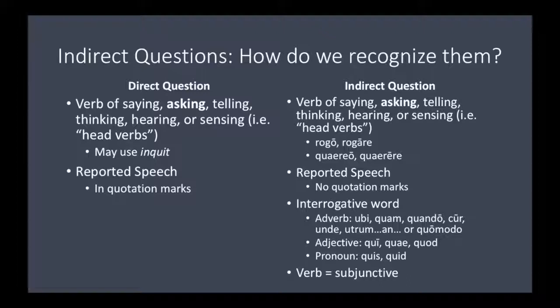At the beginning of the subordinate clause, there is an interrogative adverb, like ubi, quam, quando, cur, unde, utrum, an, or quomodo, an interrogative adjective, qui, quae, quod, or an interrogative pronoun, quis, quid. Finally, the verb in the indirect question is subjunctive.